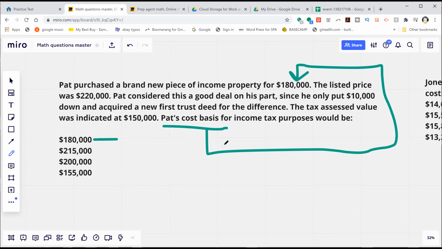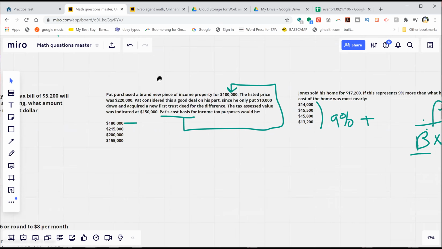So in this one, if you didn't know what Pat's cost basis was or how to come up with that, then this is a four-sided coin that you could flip and get the right answer, okay? So the cost basis for tax purposes is always what they paid for it. And if it says adjusted cost basis, that's after adjustments, okay? Whatever adjustments they give you. So yeah, cost basis is that.